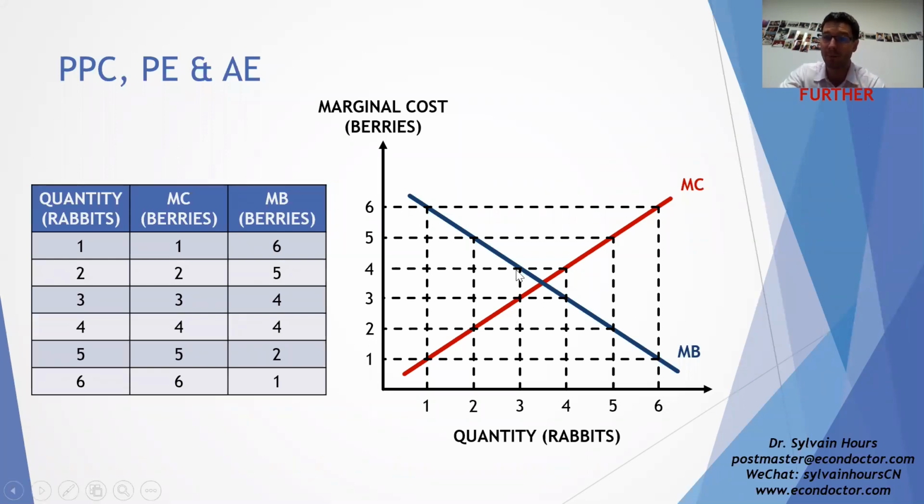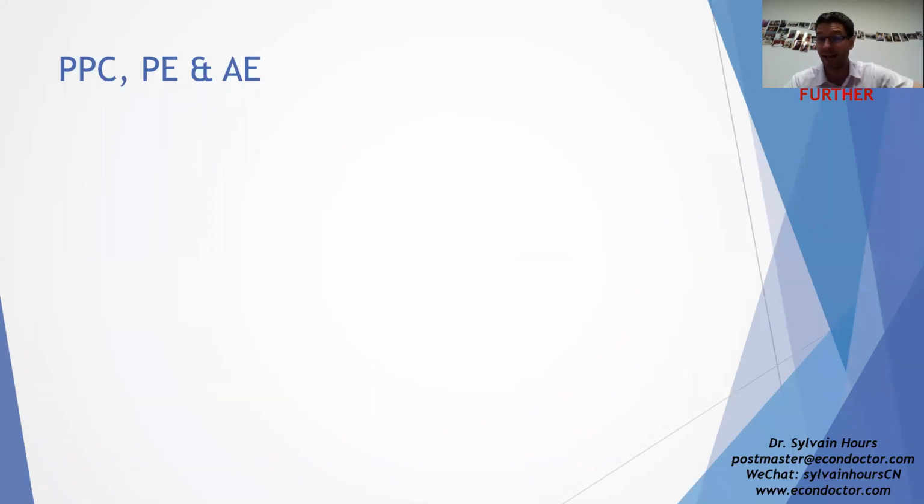Same thing for the third rabbit, MB is greater than MC, but you see that I should stop here. Because if I hunt and eat the fourth rabbit, my marginal cost, the number of berries that I have to give up, is greater than my marginal benefit, the equivalent number of berries that I enjoy from consuming the fourth rabbit. So my conclusion is that it is when hunting and eating 3 rabbits that I maximize my total surplus. So this is allocative efficiency.